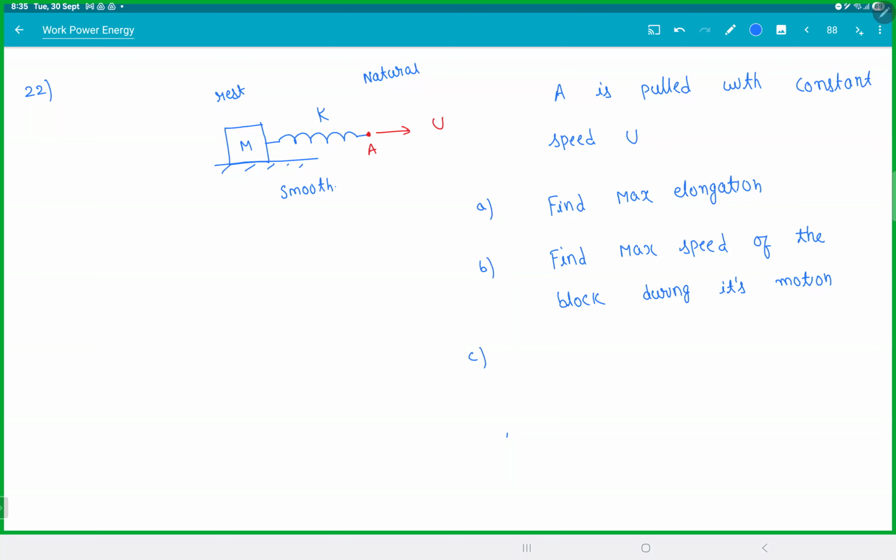Third, find the work done by the external force when the spring is maximum elongated. So when it is pulled with constant speed U, someone must be pulling it, right? It won't go on its own. So how much work did that external force do? Work done by F external when the spring is max elongated?